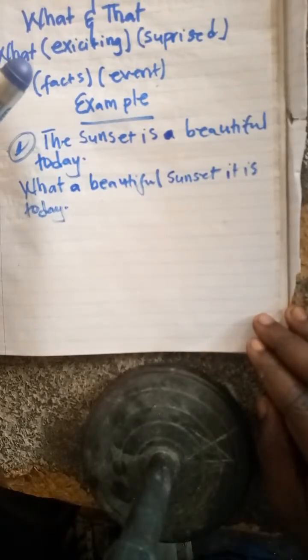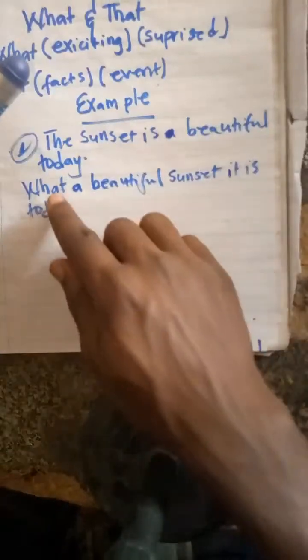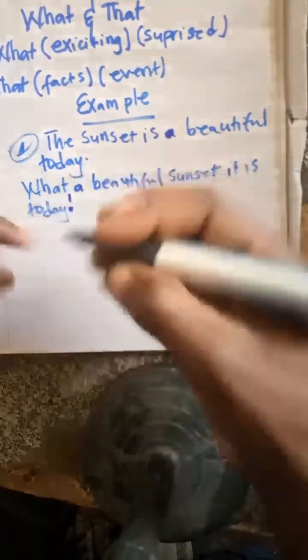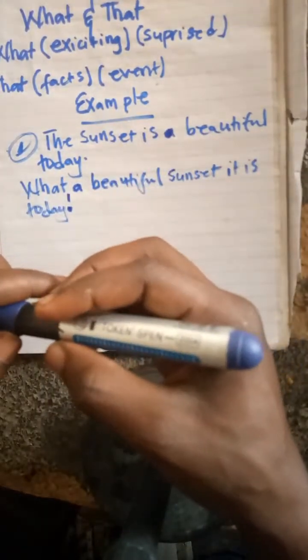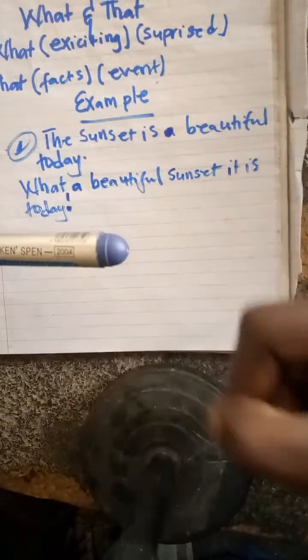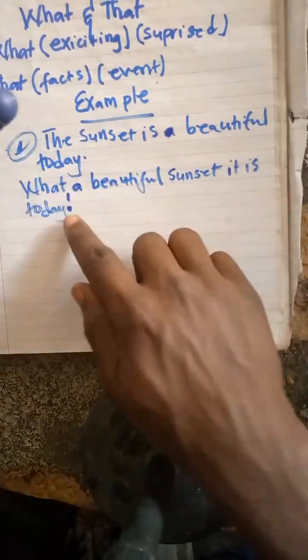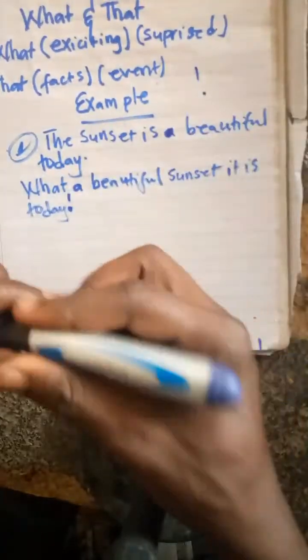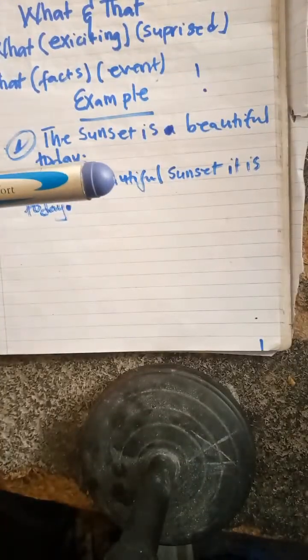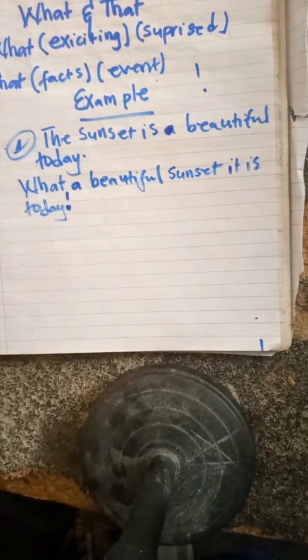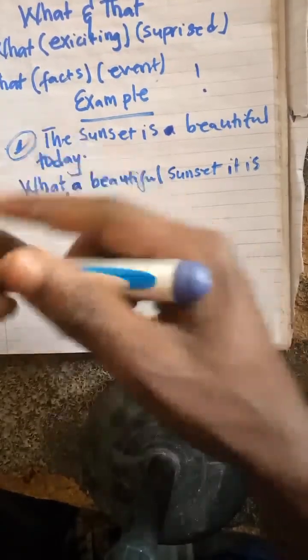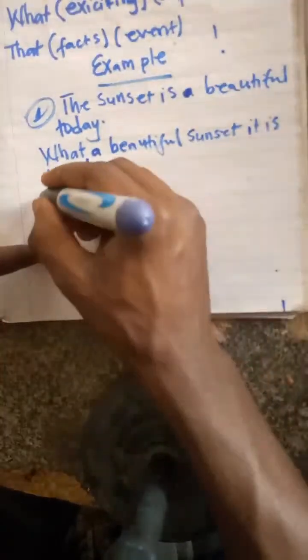And the other key thing that you must understand, most of the time rewrites involving what must end with an exclamation mark, as if you are surprised. When someone is surprised or shouting, we use an exclamation mark. It's more like someone will be surprised, happy or excited. So what a beautiful sunset it is today! Then an exclamation mark. Let us look at another example so that you have more insights on this.